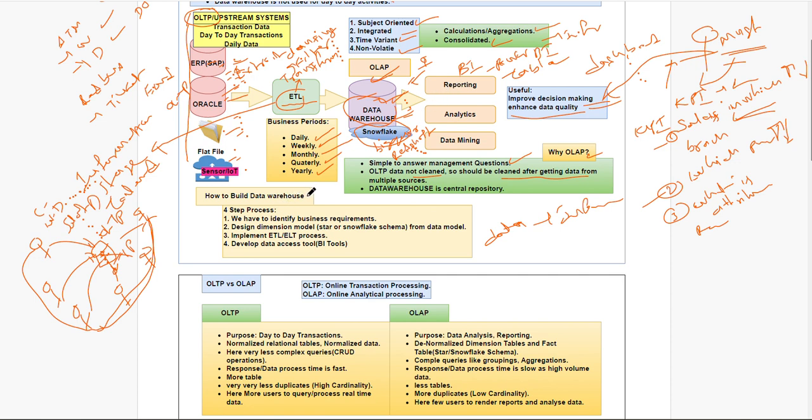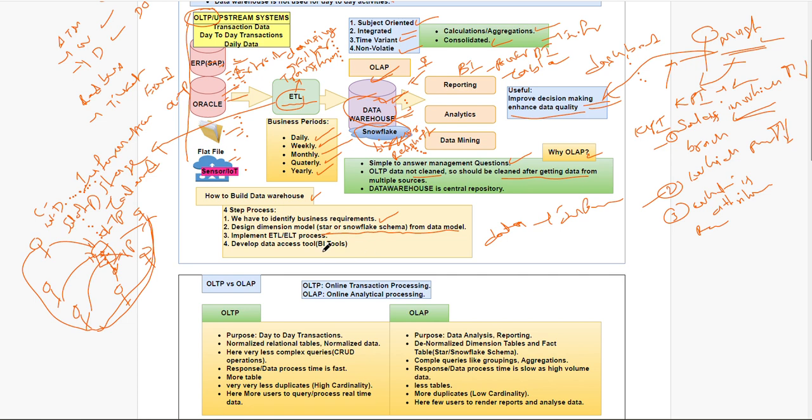So these are the basic steps to build the data warehouse. First, we need to identify the business requirement. Management has some KPIs, and we need to identify what kind of KPI we are going to achieve. Then design the dimension model, star or snowflake. We are going to discuss what these models are. Simply, how we are storing the data into tables, and for each table, how we are going to give a relationship to another table.